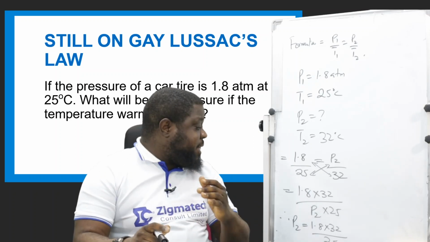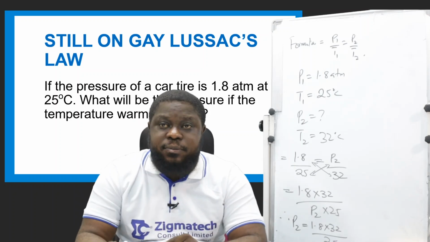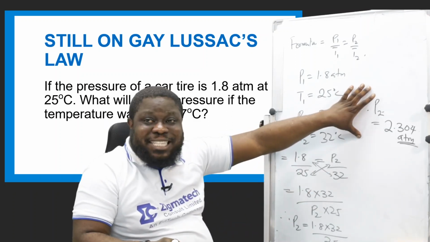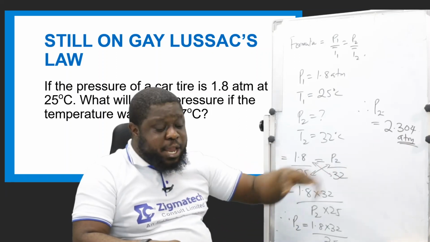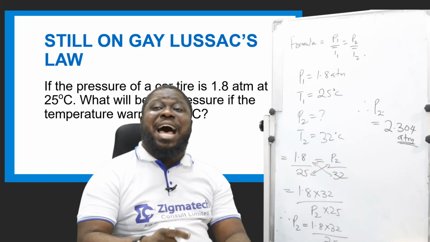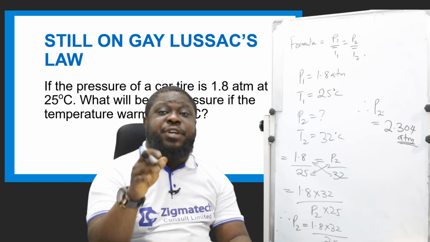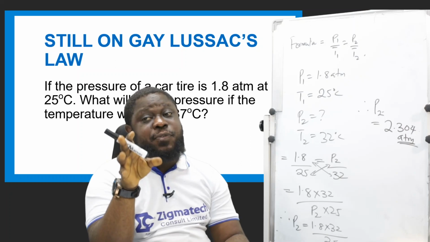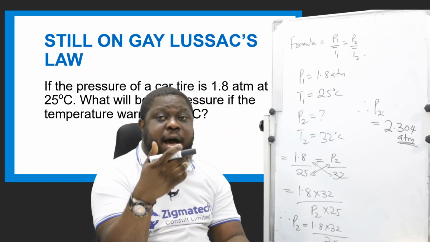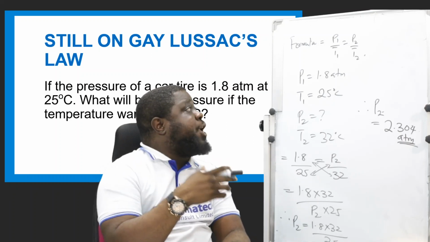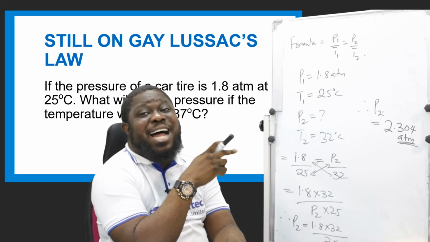1.8 times 32 divided by 25. Okay, so this is our answer. Now, you must add the SI unit to the answer. If you check, they say the pressure there is in atmosphere, so when you get your answer, you add atmosphere. If you're looking for temperature and they put degree Kelvin, when you get your answer, you put degree Kelvin. Now, our answer there became 2.304 atmosphere.